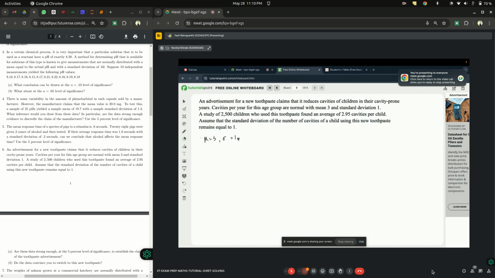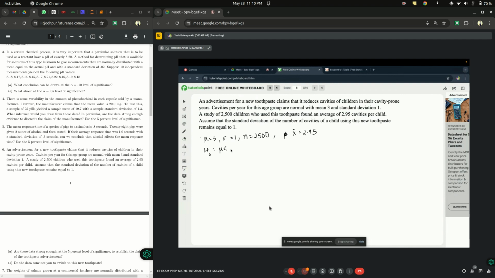And what more is given? It is given that a study of 2,500 children was done. That means n is 2,500. We used this sample and found the average to be 2.95. X bar is 2.95. So what is my null hypothesis? What do you say? Mu is less than or equal to 3.